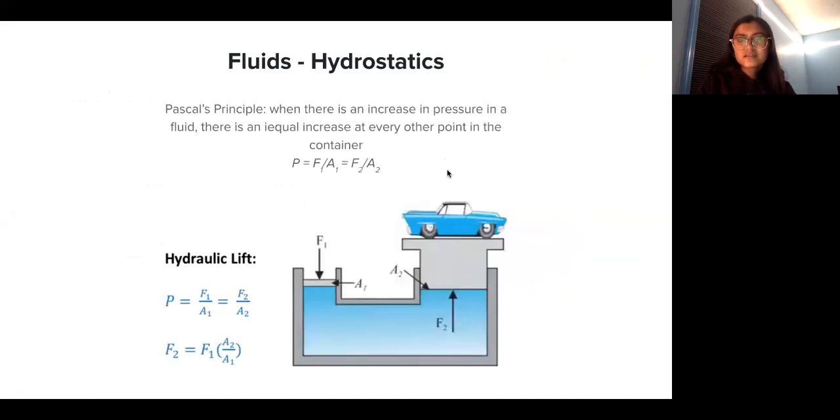Yep, and then this is just a visual of Pascal's principle, what we said about F1 over A1 equals F2 over A2. So this is the principle that's used for hydraulic lifts. As you can see, the force that you put down here on the smaller area will produce a related force on this other end with a larger area. And you can calculate what that force is by using the formula of Pascal's principle.